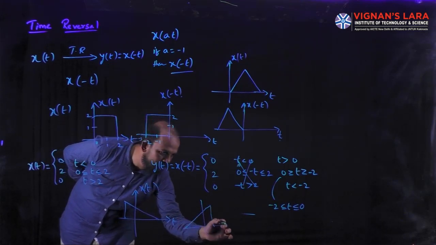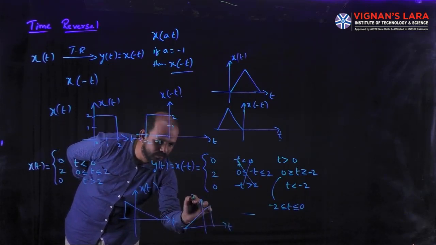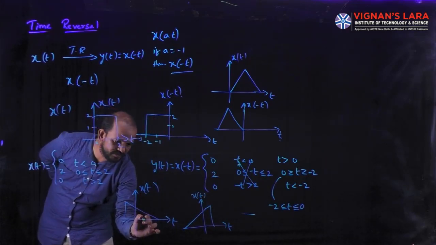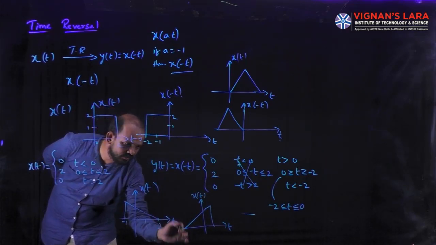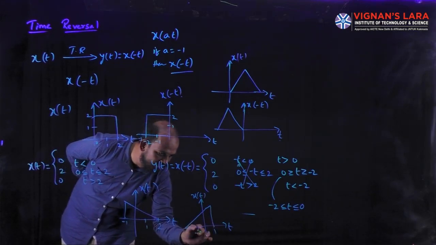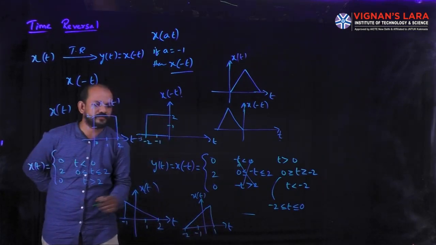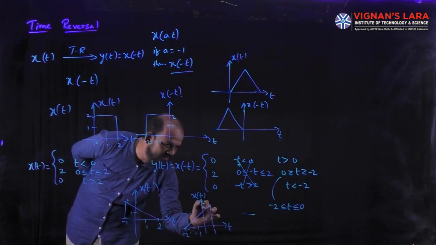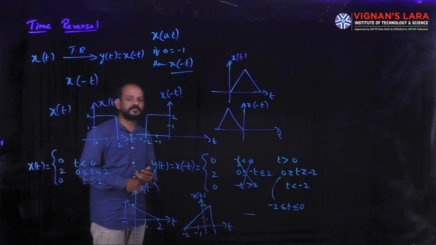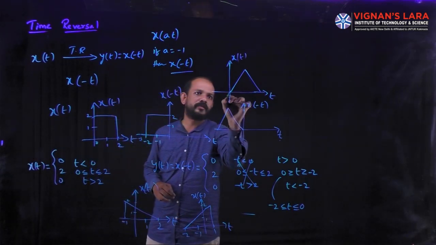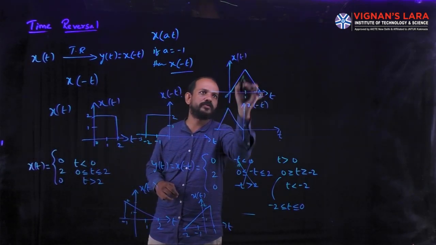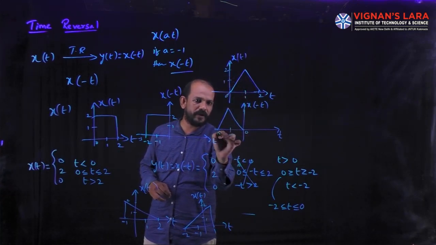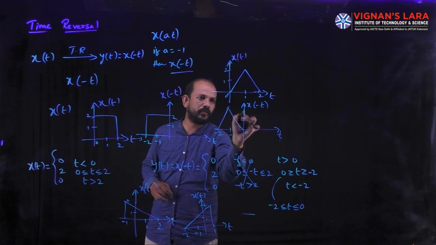Okay, simple. x of t. If you think of this as minus 1, this is 1, this is 2, then this will be 1, this will be minus 1 and this will be minus 2. So this is 1 and this is 2, this is also 1 and this is 2. Simple logic. So here also 0, 1, 2, 1, 2, 0, minus 1, minus 2, 1, 2.